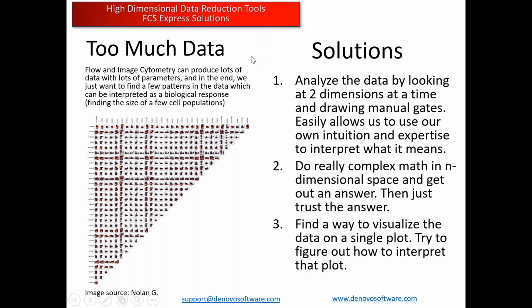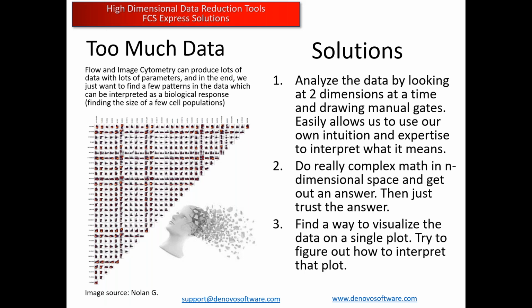But to come back around to FCS Express for high dimensional data reduction tools, one of the problems is too much data, and it's not really a problem. We want more data. You have this awesome spectral instrument from Cytek that can collect all of these parameters, and in the past, this is kind of mind-blowing, right? You look at N by N plots of everything, and it seems a little crazy. So there's a few solutions.